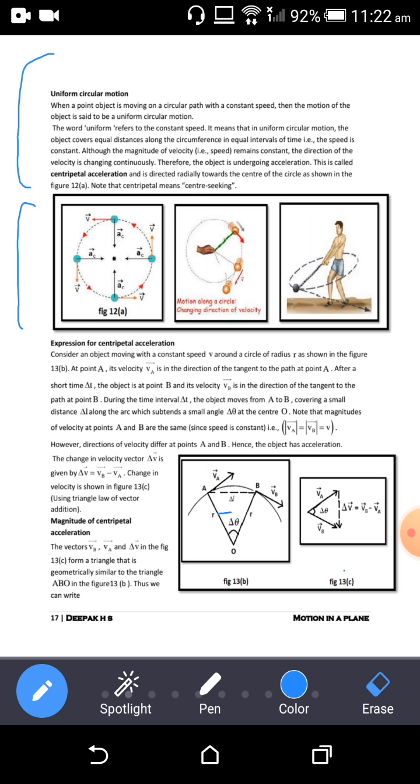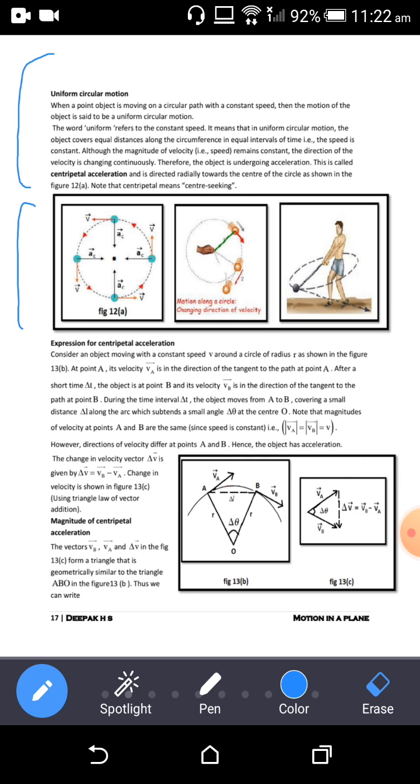Next, it is regarding the magnitude of centripetal acceleration. As you know, the vectors vB, vA, and delta vector v in the figure form a triangle that is geometrically similar to the triangle ABO. If you compare these two triangles, they are almost similar. This triangle is almost similar to this triangle.